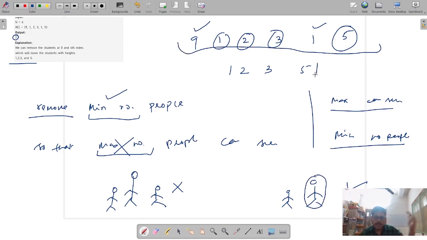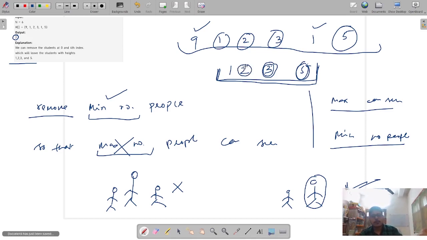So the actual answer, why is only this array an answer? Because for everyone this is true: the people in front of them are of lesser heights. See this one, 5, the person in front of it is 3, lesser height. For 3, the person in front of 3 is 2, which is less height. For 2, the person in front of 2 is 1, who is lesser height than 2, right? So there is no problem. For each element, the front element should be less, right?